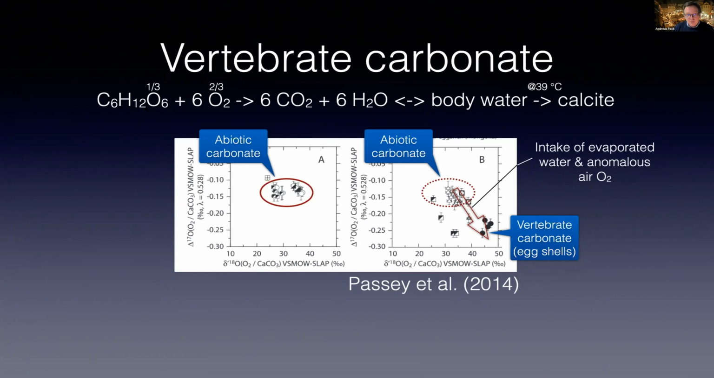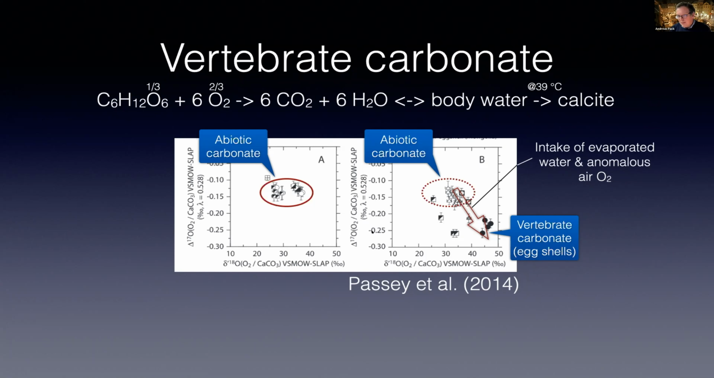So the reaction is that we have the sugar plus air oxygen, or inhaled oxygen, reacting to CO2 and H2O, mixing with body water, and then precipitating at 39 degrees, the temperature of birds, into calcite of eggshells. This plot of cap delta 17 versus delta 18 shows the range of abiotic carbonates measured at this time. And here we can see that the vertebrate carbonate, the eggshells, have a more negative anomaly, and this negative anomaly stems from intake of anomalous air oxygen, but it's a bit more complicated here.